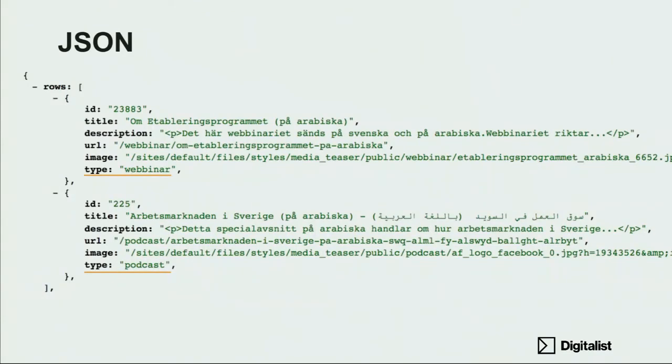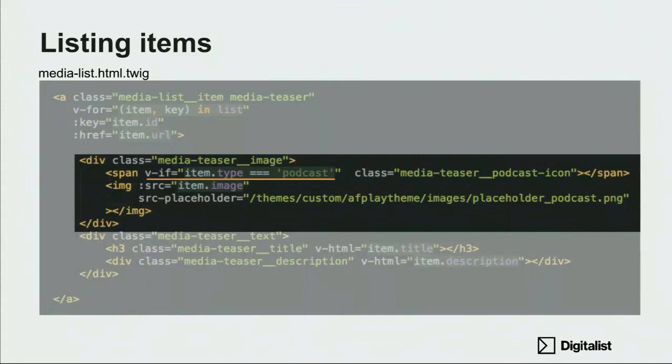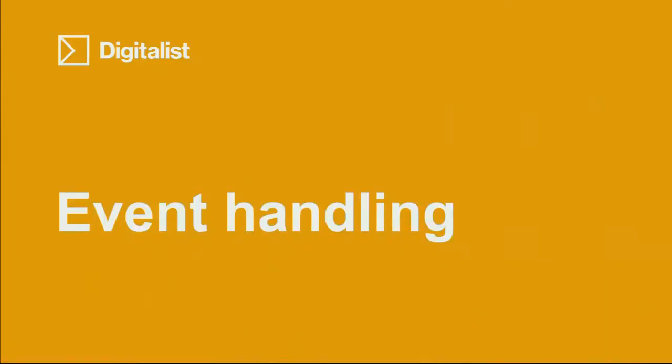We also have different types of media, so we can make, pretty much the same way as in Twig, if statements in Vue.js. You see I have a webinar and I have a podcast, and if I have a podcast, I need to show a little icon to just notify the end user that this is not a video. And yeah, you can see here, I do an if statement, and I check if the type is podcast, then I will show this icon, for example. So these are some examples for you.